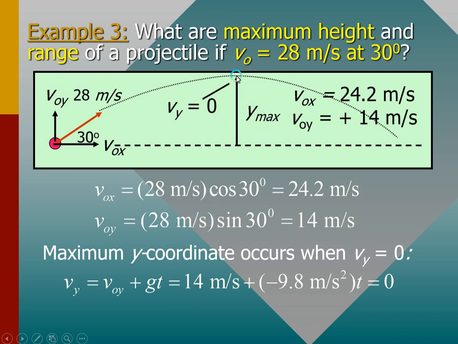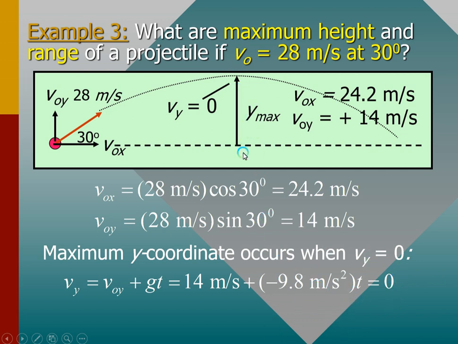So in this part, that will be your Vf, that will be Vy is equal to Viy plus gt. So we put the y component since that is what we are considering, so we have 14 meters per second plus your gravity, our acceleration, negative 9.8 meters per second squared, times your time t. Since we know that our final velocity at the peak is equal to 0, we equate it to 0.